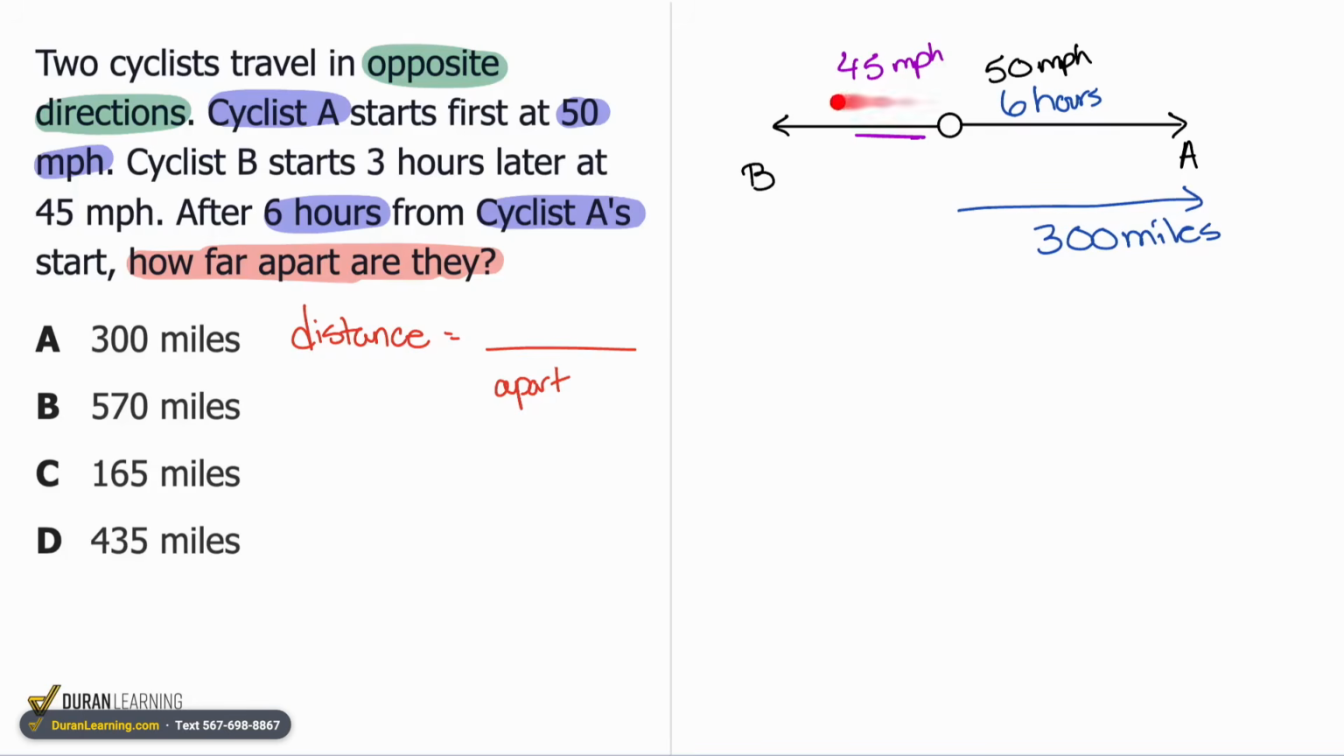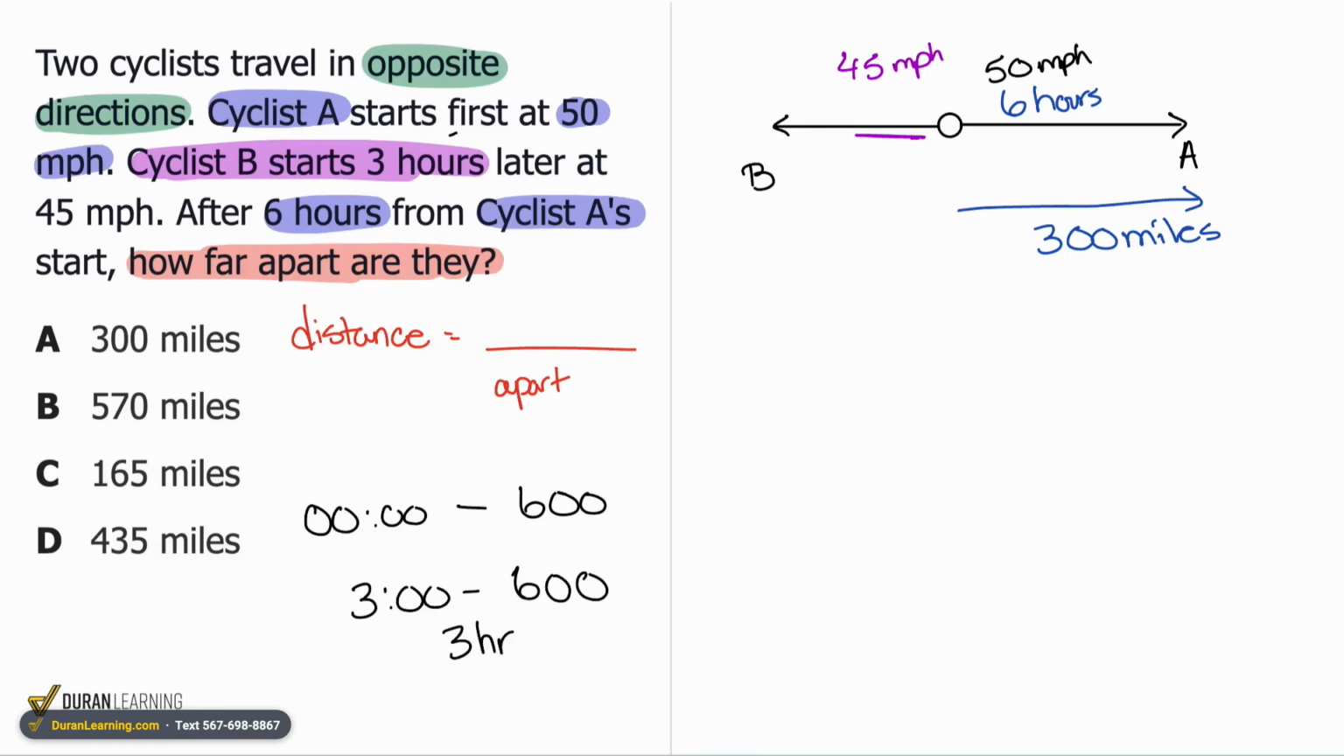The other piece over here on the left is, let's go ahead and see this. It says Cyclist B starts 3 hours later. So think about it like this, everybody. Let's say we're going from 100 hours to 600 hours. Right there, that's the 6 hours for Cyclist A. However, everybody, if we start 3 hours later for Cyclist B, well, guess what? We're no longer starting at 100. We are starting at 300 hours. And so that's 300 to 600. So that's going to be a 3 hour time period.